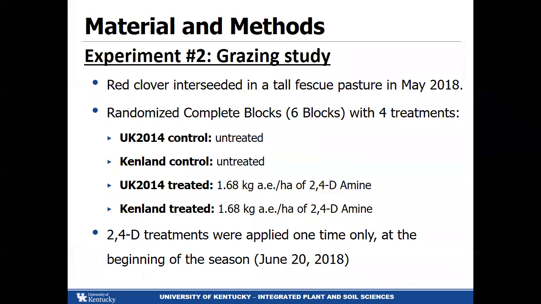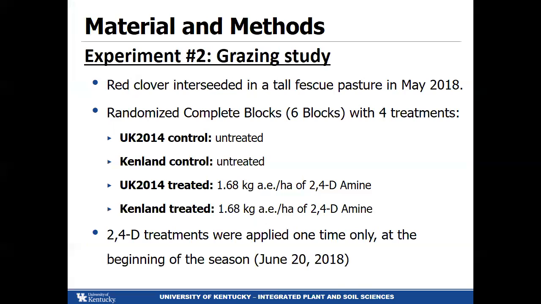Because we've seen that slowing of the regrowth, we thought, what if we had a mixed situation, a clover and a grass? Would the slowing of the growth reduce stands and biomass across the season, if that was the case? So we set up this grazing study to observe that.